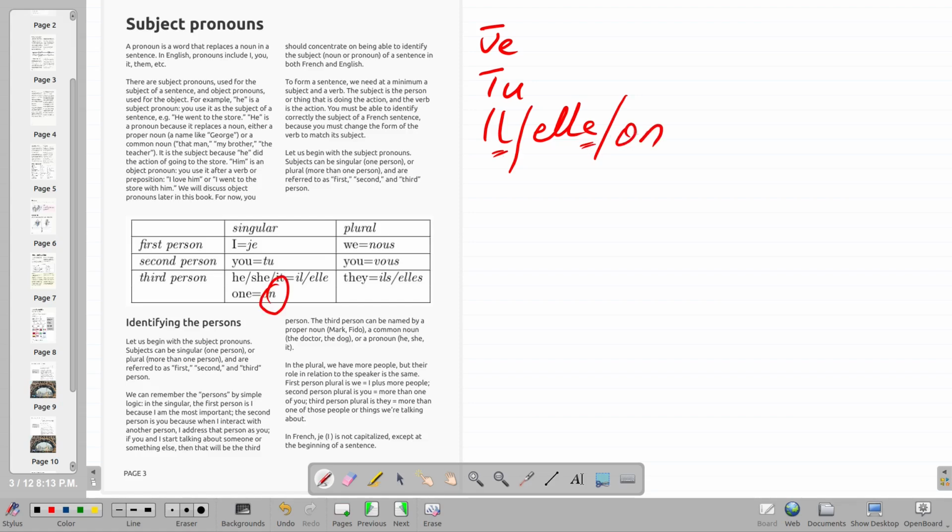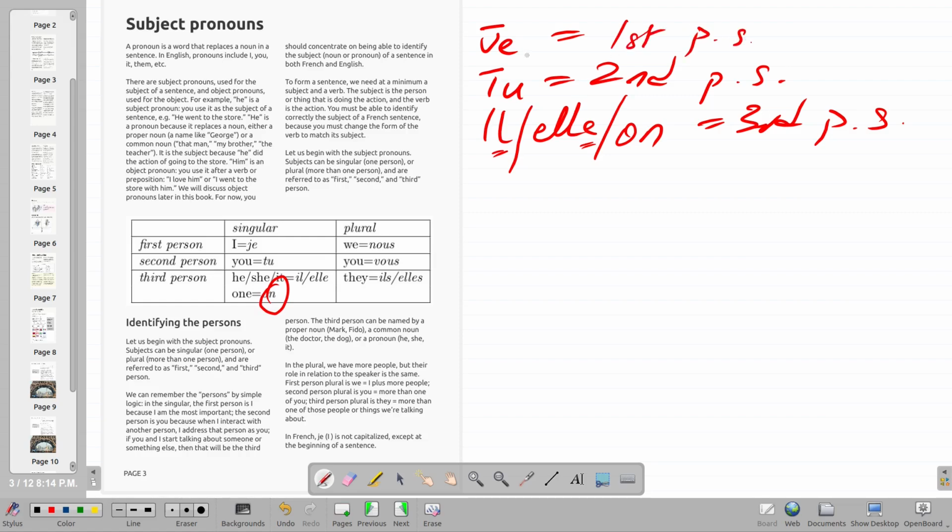We have on, which means one or people, or they, or we as well. So the meaning will depend on the context. These three guys are our third person singular. Tu is our second person singular. Je is our first person singular. So first person replaces the name of the person speaking. Second person replaces the name of the person they are speaking to. Third person replaces the name of the thing they are talking about.